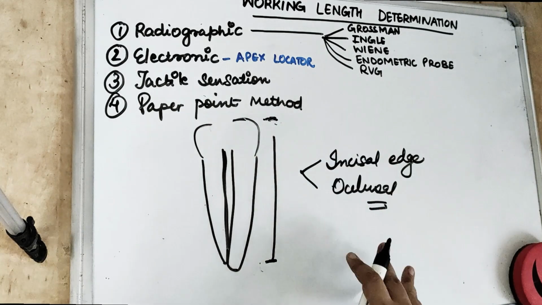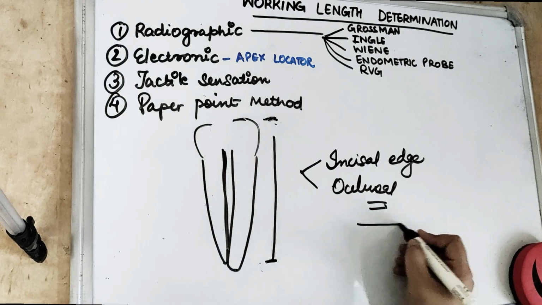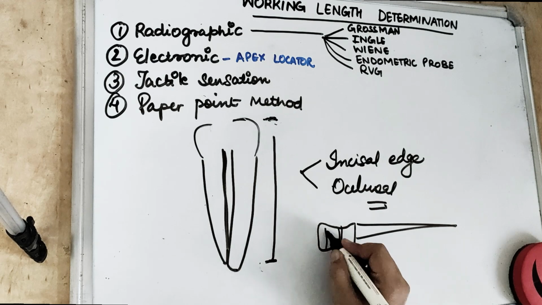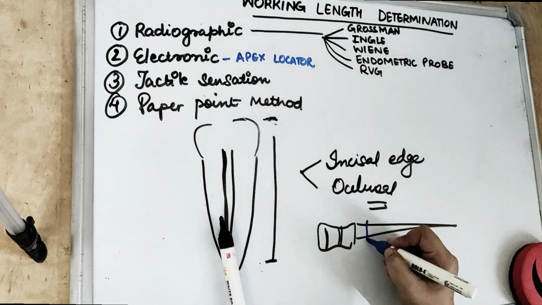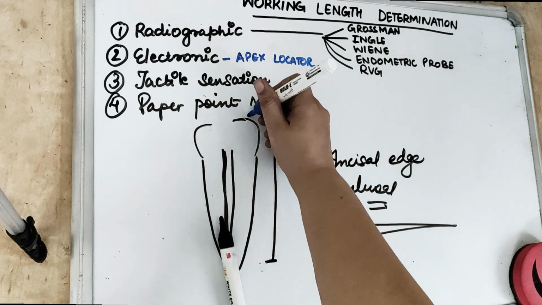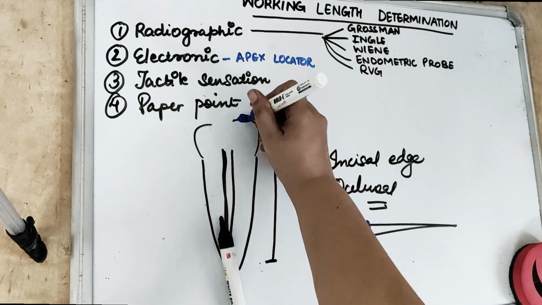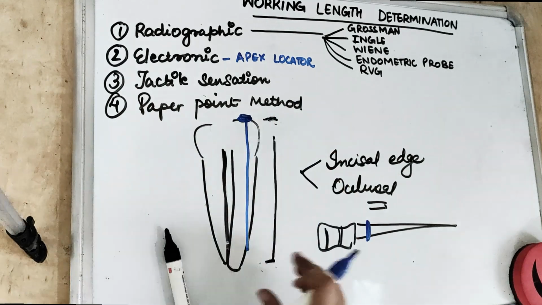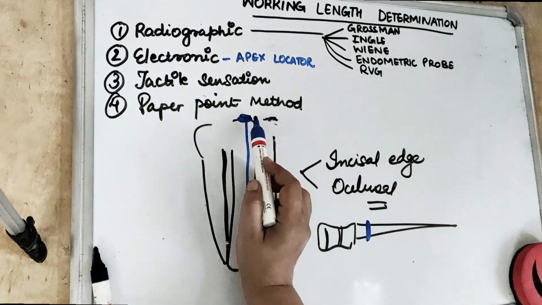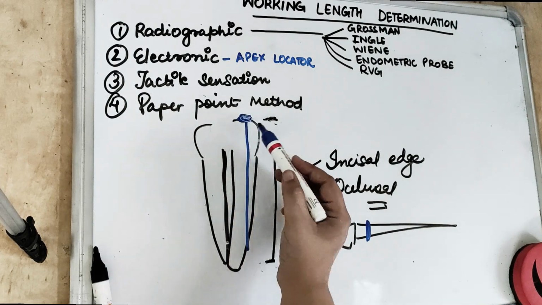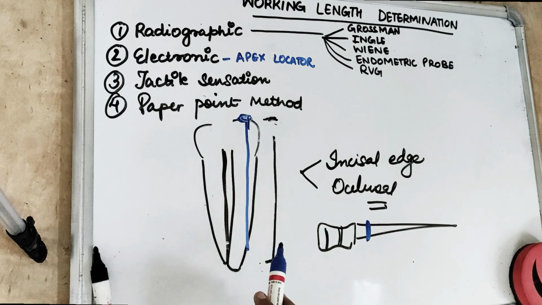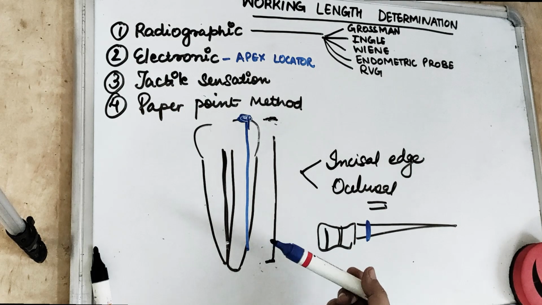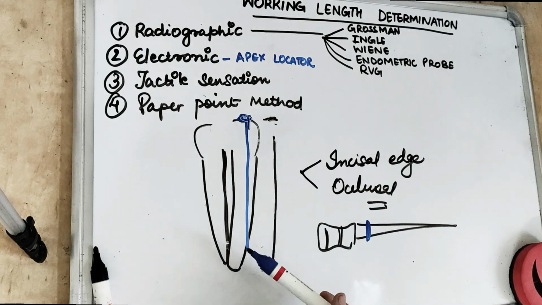Now till now we have already studied the files, right? So suppose this is a file, then in the file we have a stopper here. We are going to put this rubber stop at some point and then we are going to measure the whole length. So this stopper should be kept at some point from where we can start taking the measurement. So this is basically the distance from the coronal reference point until the apex, till where we are going to obturate the canal.